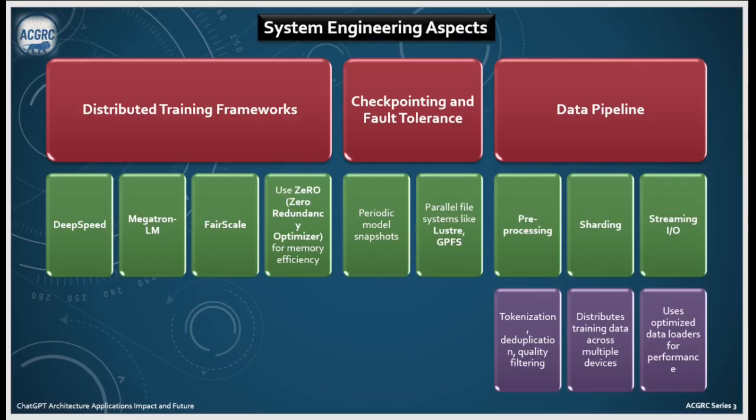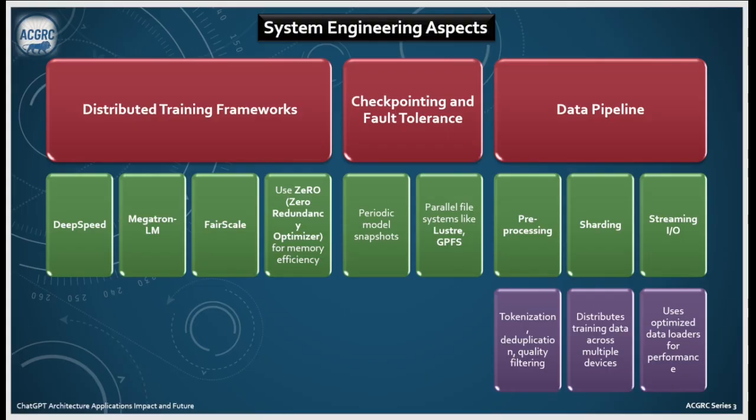Let's look at the system engineering aspect, starting off with distributed training frameworks. First, why do we need this? Well, as we know, ChatGPT is so huge that one computer cannot handle it alone. We need smart tricks to divide the work, save memory, and train faster. These tools, which are DeepSpeed, Megatron-LM, FairScale, and ZeRO, help organize and speed up the training of such giant models.